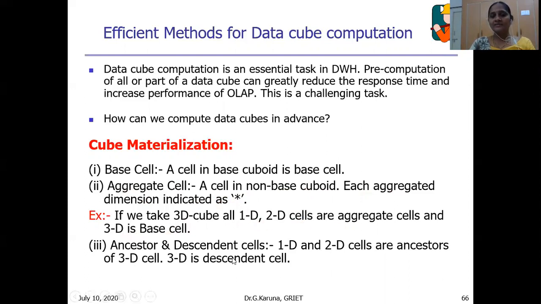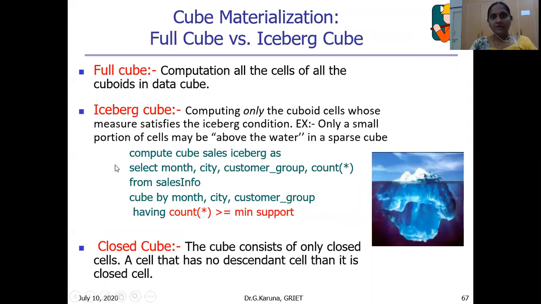And what are ancestor and descendant cells? 1D and 2D cells are ancestors. By aggregating those, we get the 3D cell, so 3D is the descendant cell. So what are the full cube, the iceberg cube and the closed cube? Full cube is nothing but pre-computation of all the cells of all the cuboids in the data cube. Whereas partial computation, already discussed, computes only some of the essential cuboids as per the task.